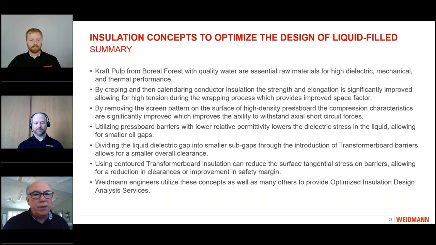What I would like to do here with this slide is just go through and summarize all of these key concepts. So we started out talking about the concept of key raw materials or ingredients. Kraft pulp from boreal forests with high quality water are essential raw materials for the dielectric, mechanical, and thermal performance required for large power transformers. Again, as far as manufacturers of this material, there's no other additives that are included in the manufacturing. So you get these properties only by having the right raw materials.